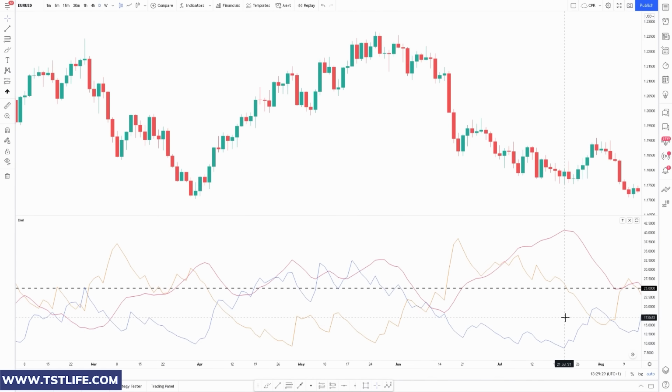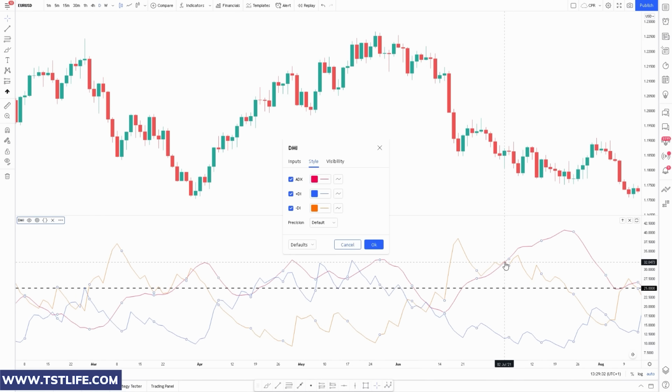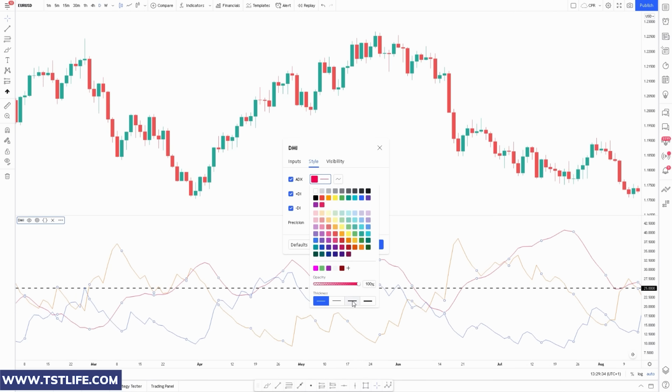Let's look at an example here. I'm going to increase the thickness of the ADX line to help us distinguish it from the other two lines.